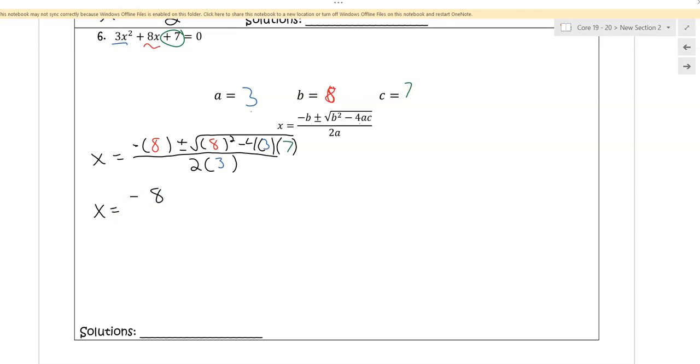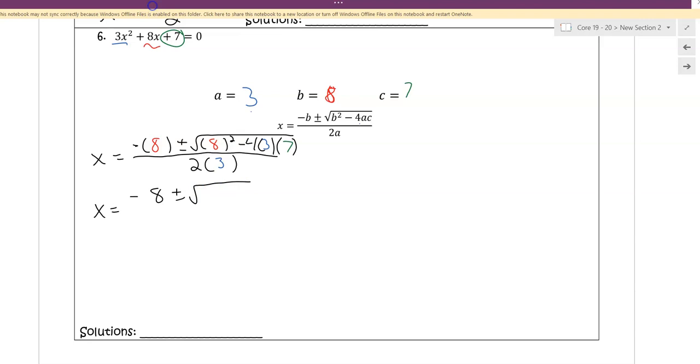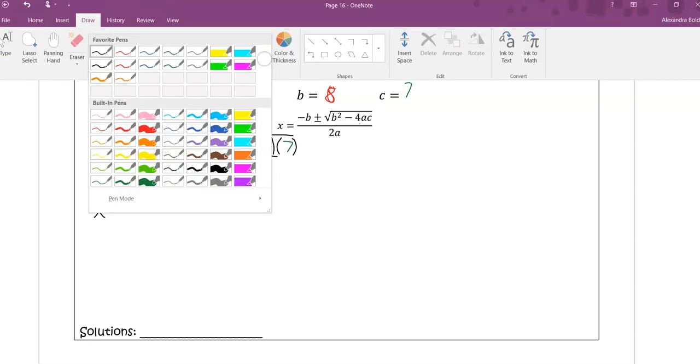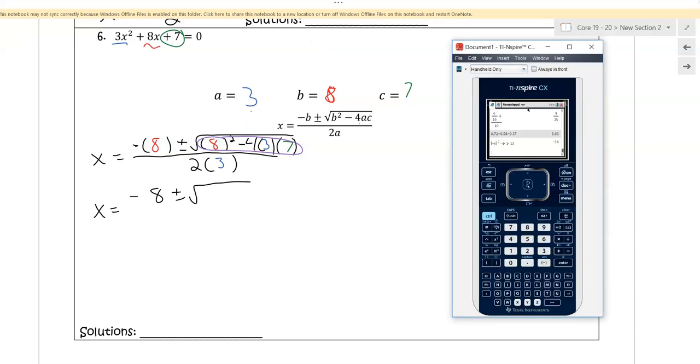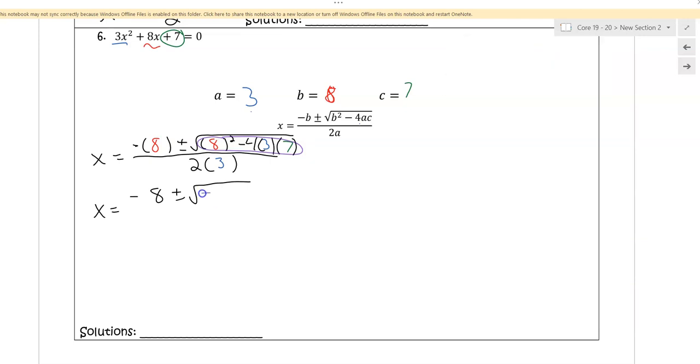So x equals negative 8 plus or minus. And again, we type this whole piece in our calculator. Without that, right, we don't type the square root in our calculator. We still need it in our work. As I type it in, no square root. So 8 squared, minus 4 times 3 times 7. So we get negative 20 in here.